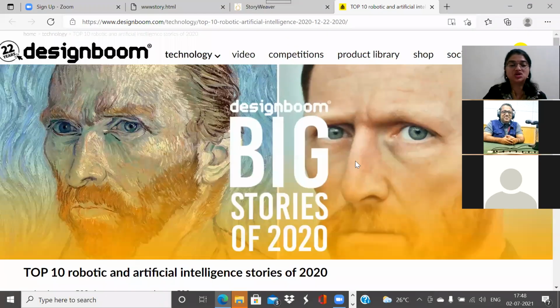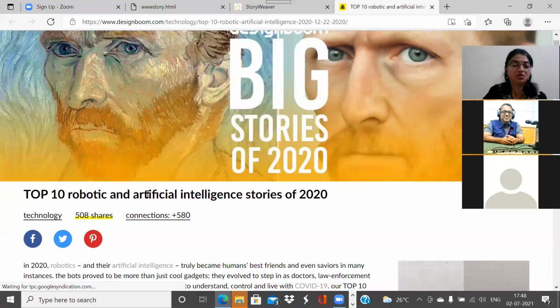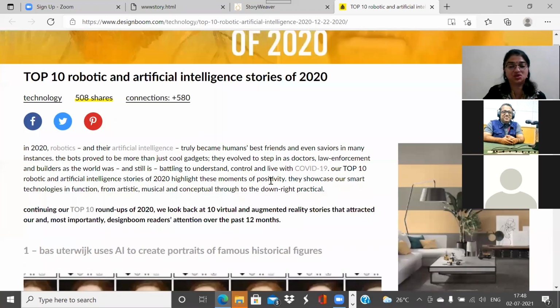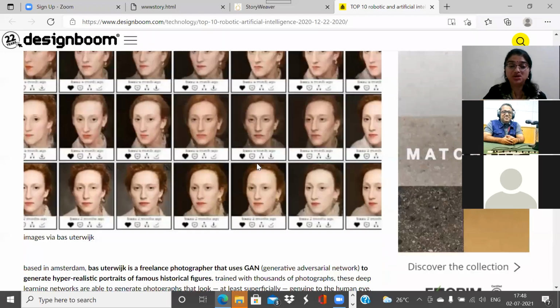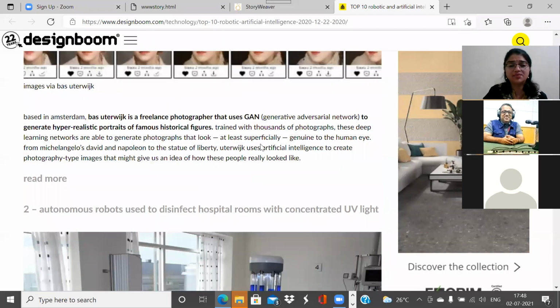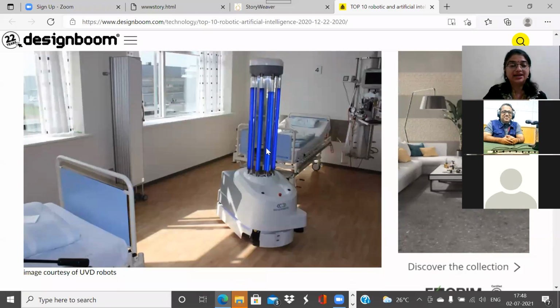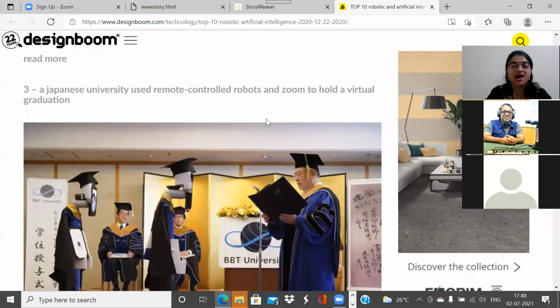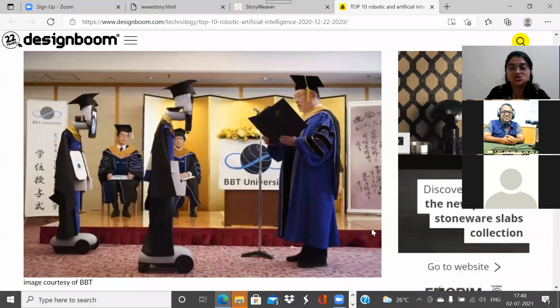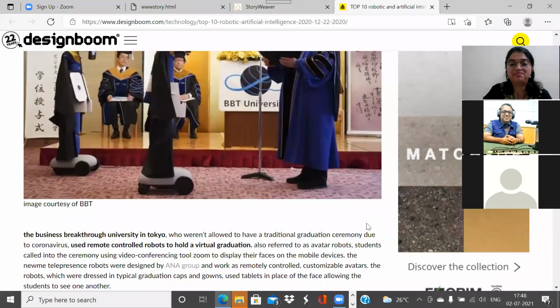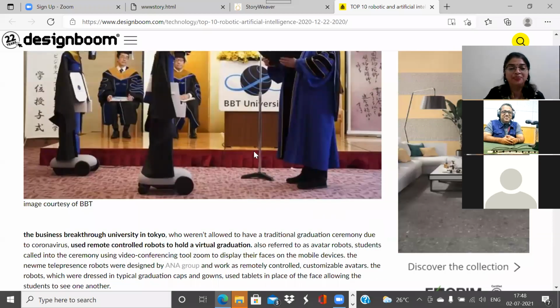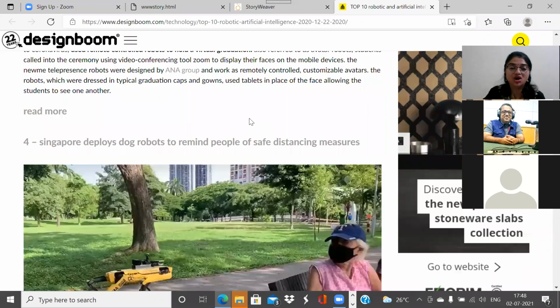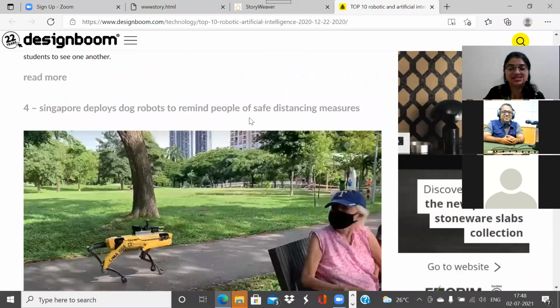So these are the big stories of 2020, which are related to robotics and artificial intelligence. It talks about image mapping, computer vision. It talks about robots. Then there are certain real stories where remote controlled robots were used by a Japanese university for a virtual graduation. So those things which were a dream before have become a reality now. And Singapore deploys dog robots to remind people of safe distancing measures.